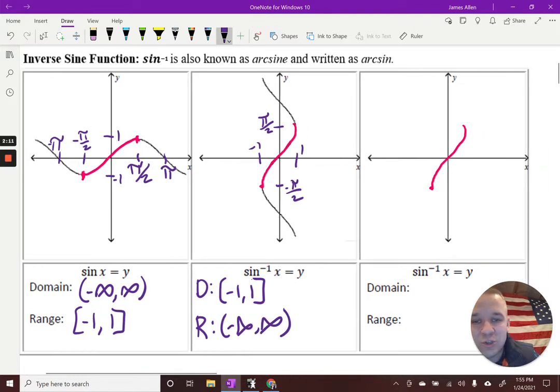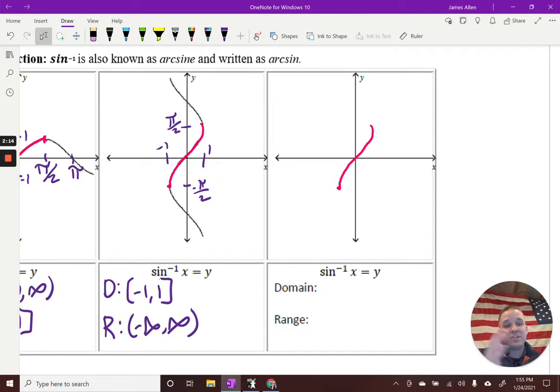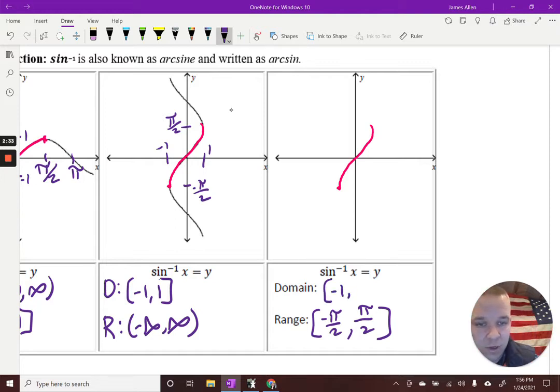But once I restrict this, if I were to restrict my domain of the sine function to -π/2 to π/2, that's what my range would now be, -π/2 to π/2. My domain, since my range wasn't an issue before in the original, is now -1 to 1, and that's no big deal. I'm going to label the graph axes. So we have to restrict our domain of the original function in order for its inverse to also be a function, is what we're getting at there.